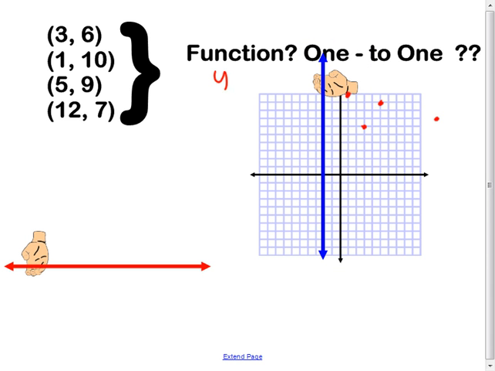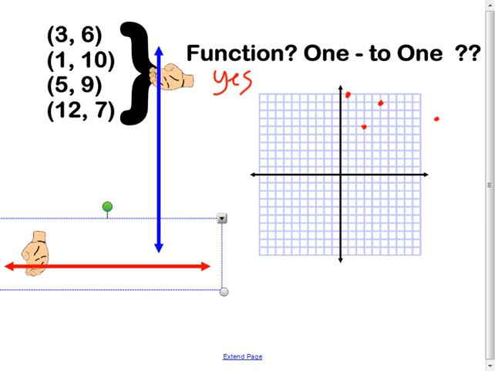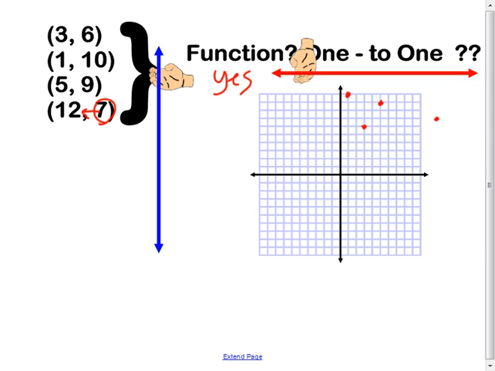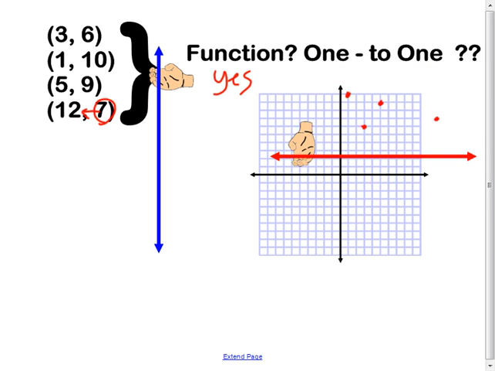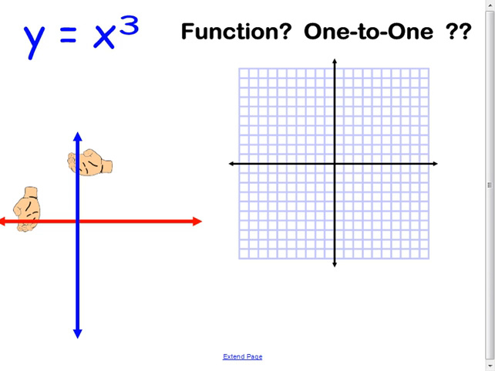And then, of course, the next question is, is it one-to-one? And if it's one-to-one, it will also pass the horizontal line test, where every y has only one x to it. So if you look at this, the number 7 has only one possible x to it, and it's 12. If it did not, then it would not pass the horizontal line test. And of course, you can draw a horizontal line anywhere, and it will only cross in one point. So yes, it is also one-to-one. Okay? So that should help you determine that.